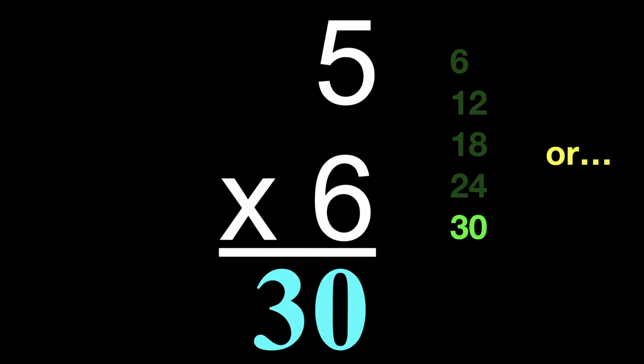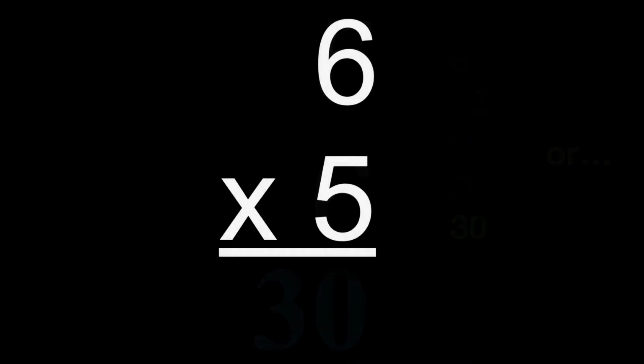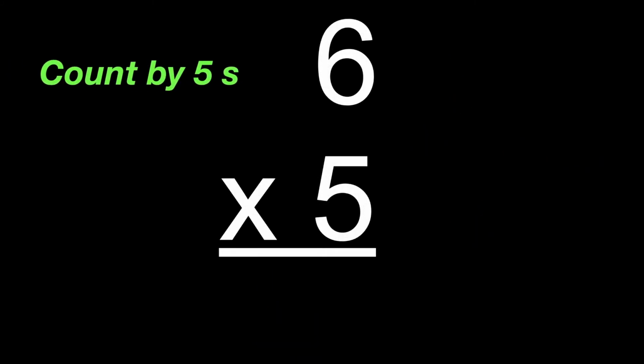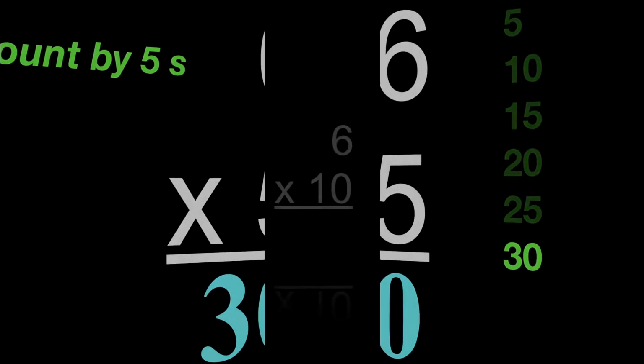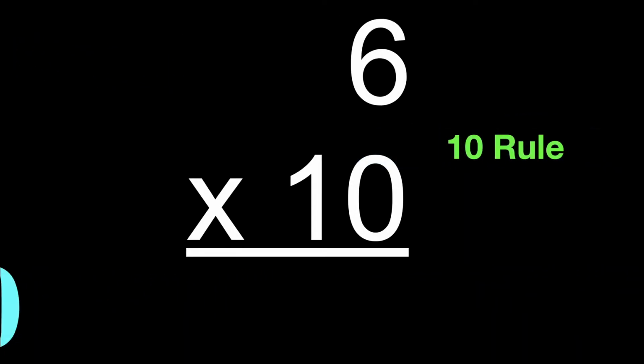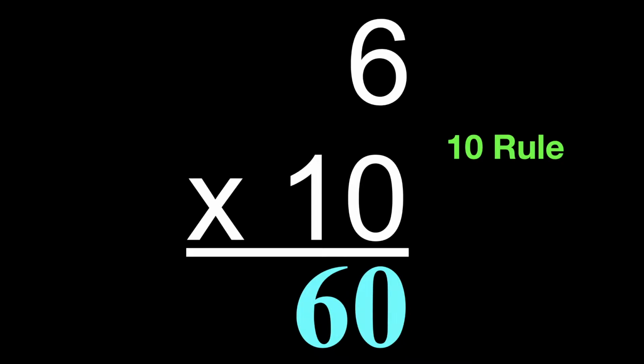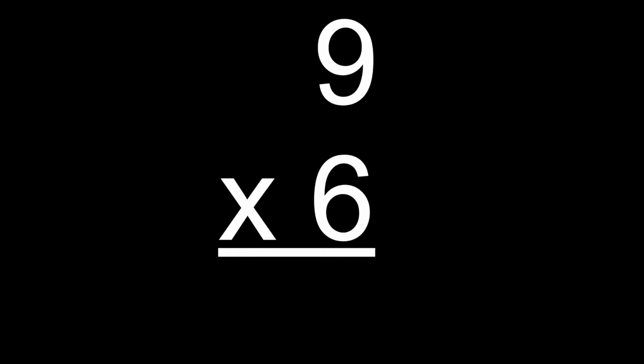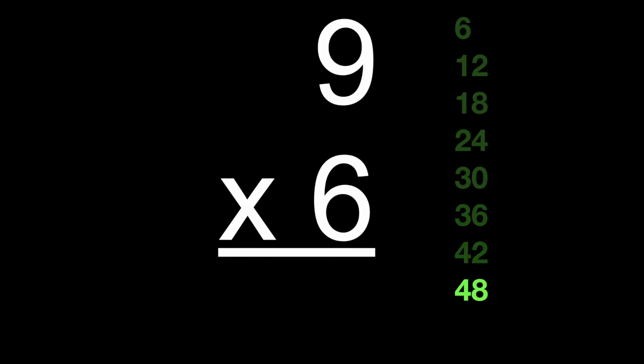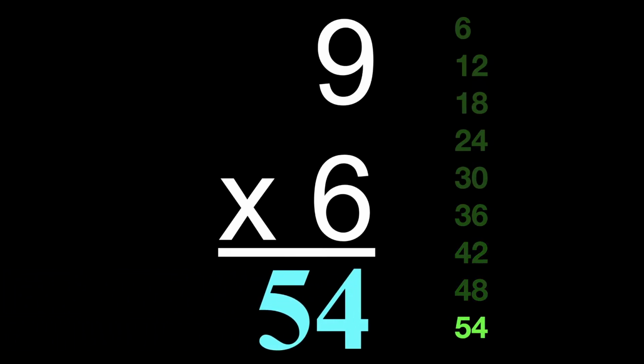Or we could look at this as a 5, counting on 5s. And you count by 5s, we would just say 5, 10, 15, 20, 25, 30. That's our 10 rule, right? 6 times 10 would be 60. You just have to add a 0. 9 times 6, 6, 12, 18, 24, 30, 36, 42, 48, and 54.